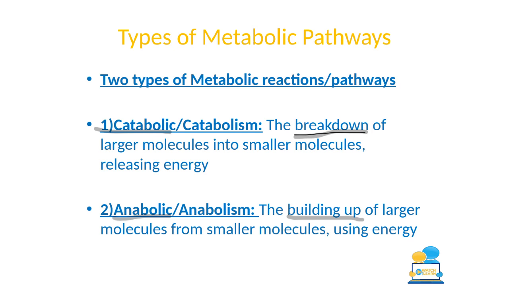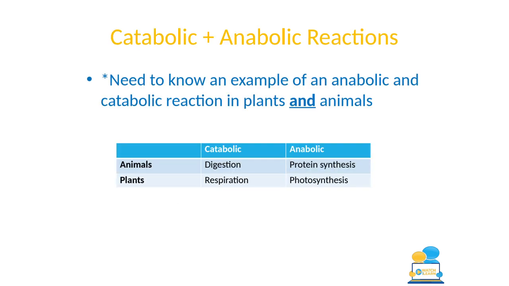And again, this is a frequent exam question that may come up. Explain catabolic or explain anabolic. And we need to give these definitions word for word. We need to know examples of anabolic and catabolic reactions in plants and in animals. And again, refer to your mind map where we need to know our definitions of anabolic and catabolic. So anabolic is the building up of larger molecules from smaller molecules, whereas catabolic is the breaking down of larger molecules into smaller ones.